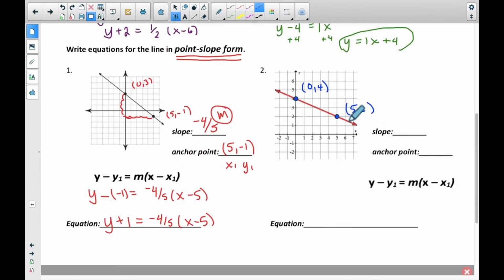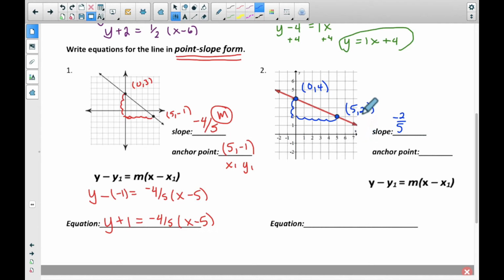Okay, once again, they give us a graph. Here's a (0, 4), here's a (5, 2). To find my slope, I'm going to count my rise over run. So that's down 2 and right 5.